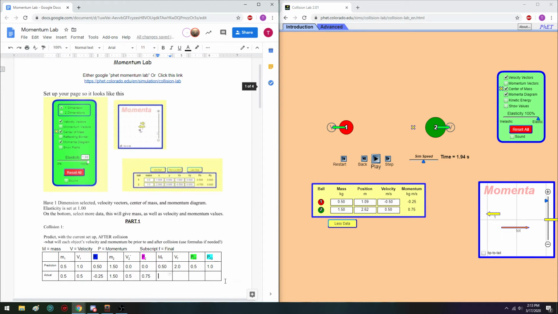Now again, what happened as our final, if we look at our mass 1, we have, again, our mass of 0.5. What happened to our velocity? Well, it went down in half to 0.5. What happened to momentum of 1? Well, we went down to 0.25, and our final for momentum 2 went to 0.75.